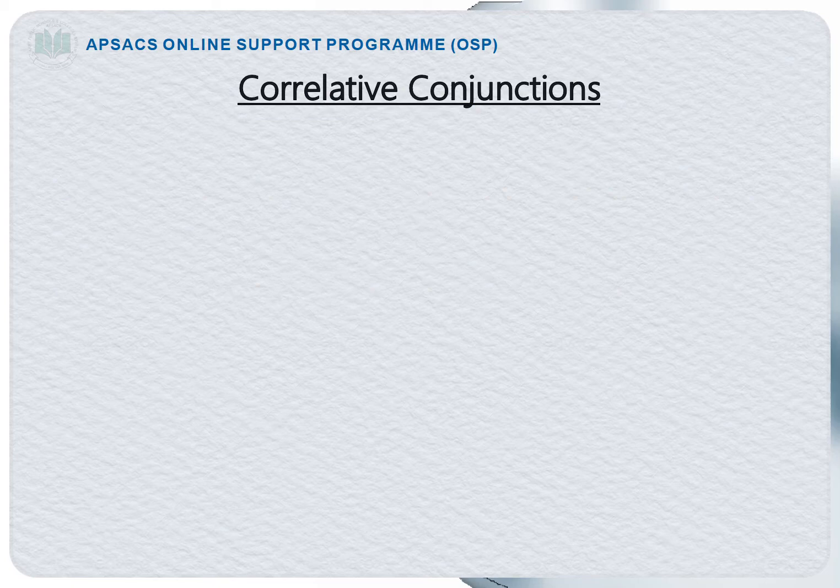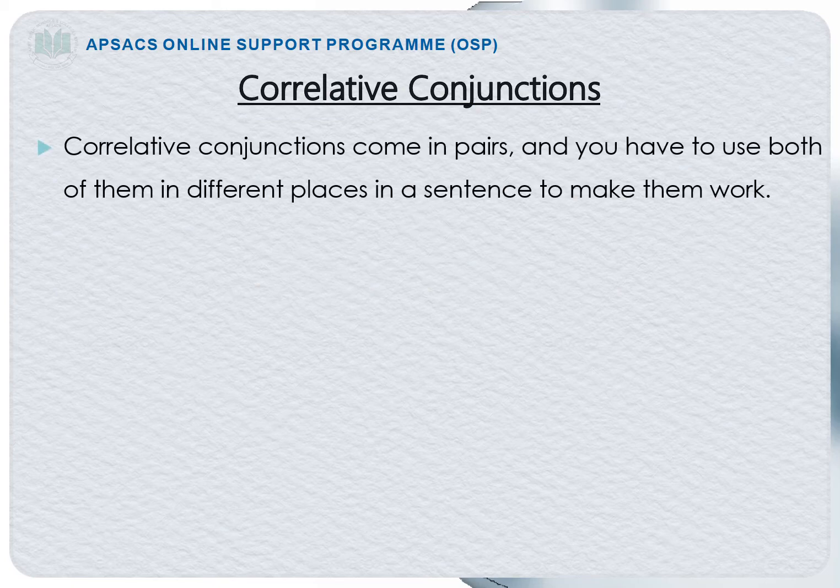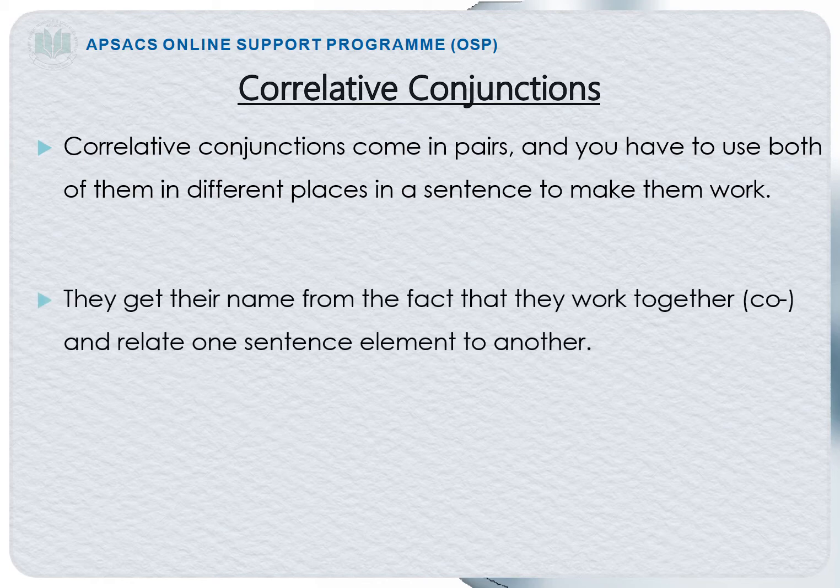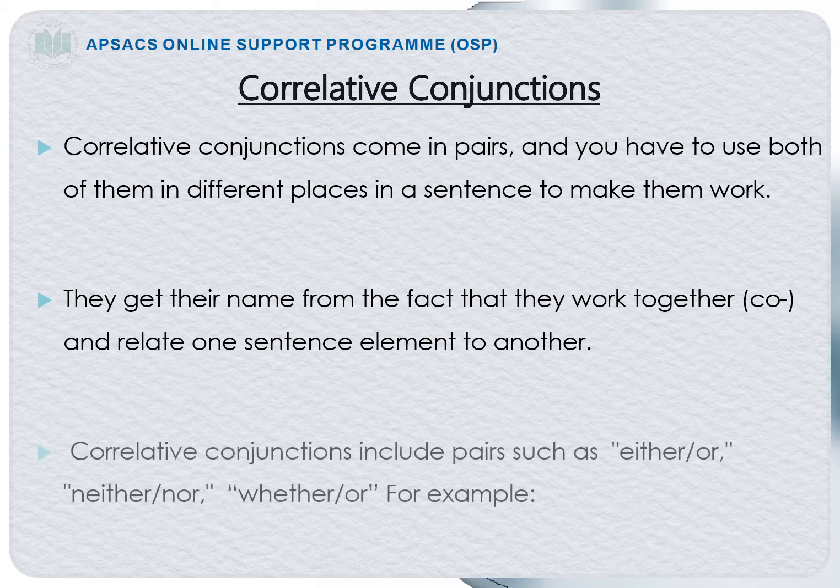Correlative conjunctions come in pairs, and you have to use both of them in different places in a sentence to make them work. They get their name from the fact that they work together and relate one sentence element to another. Correlative conjunctions include pairs such as either or, neither nor, whether or.